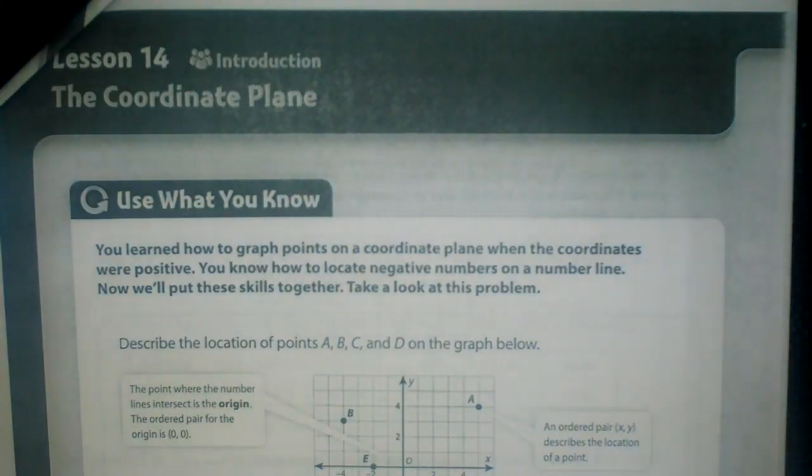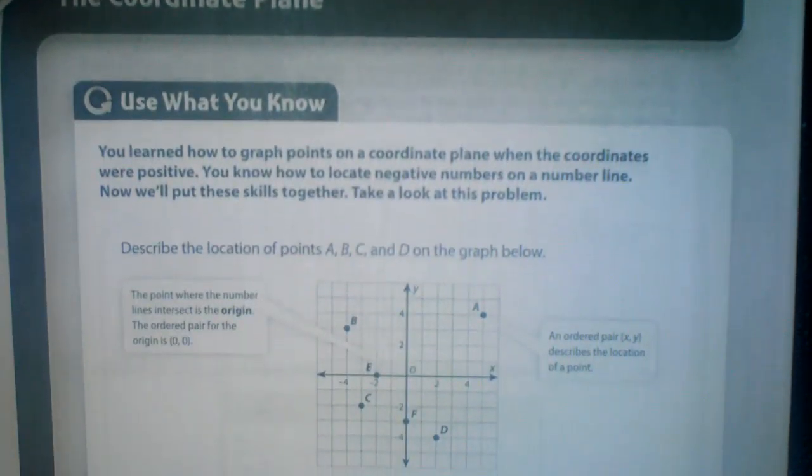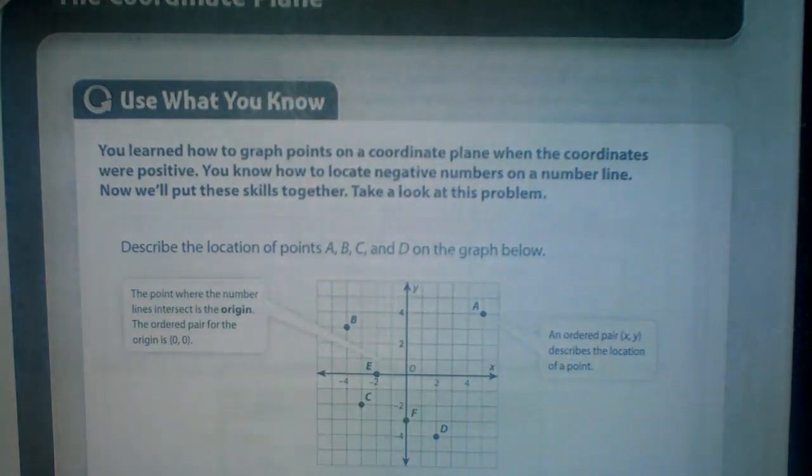All right, so the coordinate plane. Use what you know. You learned how to graph points on a coordinate plane when the coordinates were positive. You know how to locate negative numbers on a number line. Now we're going to put these skills together. Take a look at this problem. Describe the location of points A, B, C, and D on the graph below.